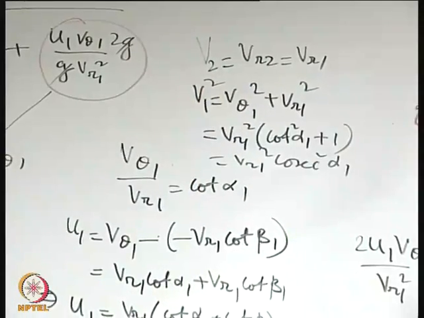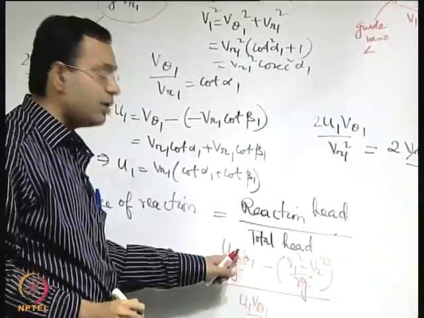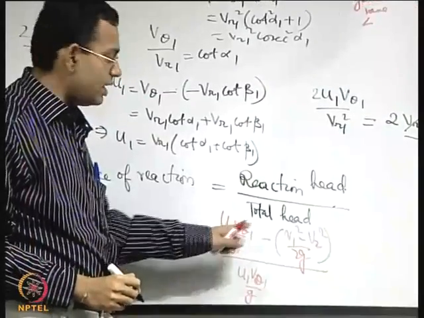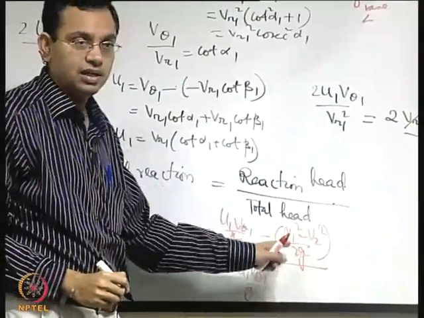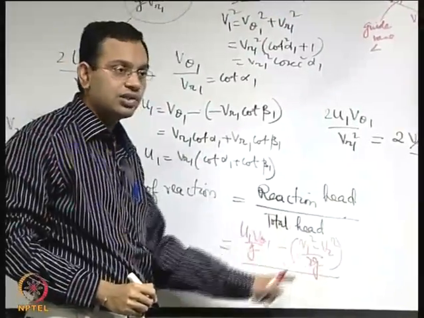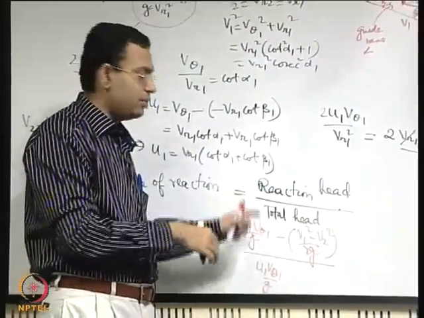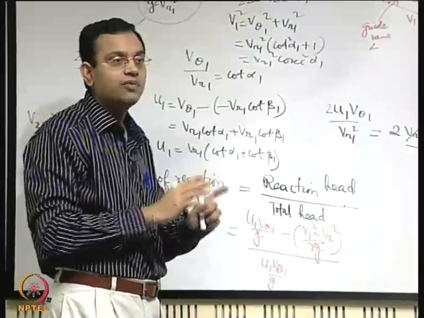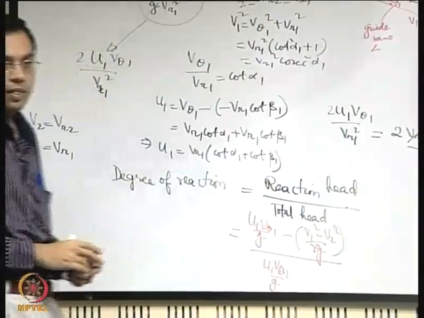So, the whole idea is that you could write U1 V theta 1 in terms of Vr, and this also you can write in terms of Vr. So, the effect of Vr can get cancelled out here also, and here also, you may be able to come up with a final expression involving just alpha 1 and beta 1.